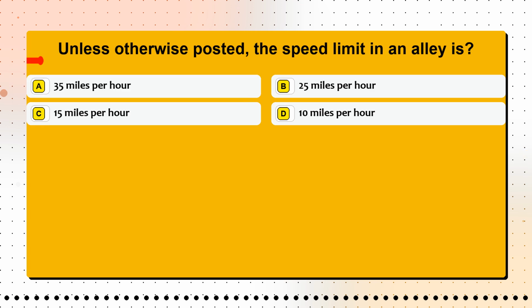Question 90. Unless otherwise posted, the speed limit in an alley is? Here are the options. Option A, 35 miles per hour. Option B, 25 miles per hour. Option C, 15 miles per hour. Option D, 10 miles per hour.